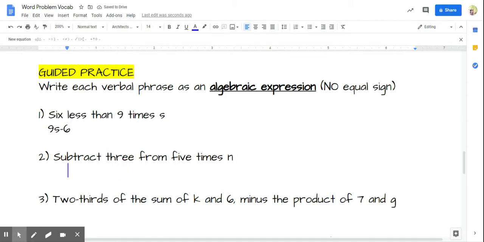Okay, number 2. Subtract 3 from, so that's a reverse word again. That means we're subtracting 3, so it's going to be something minus 3 from 5 times n. So that means we're starting with 5 times n, or 5n, and then we are subtracting 3.